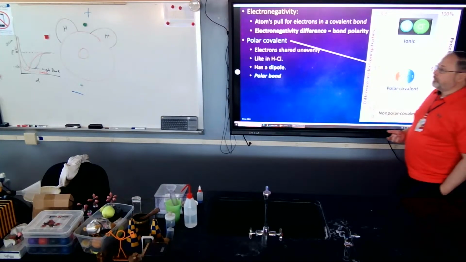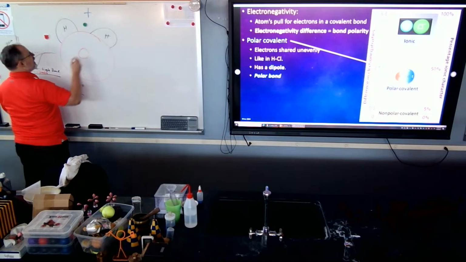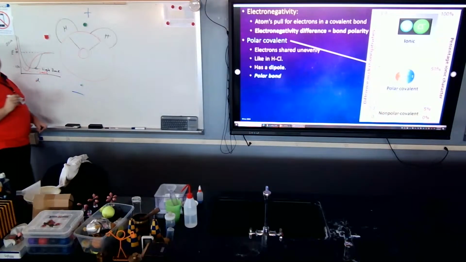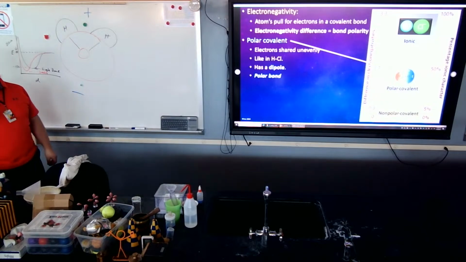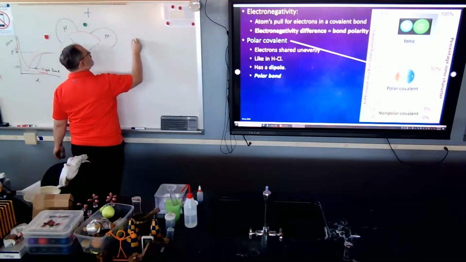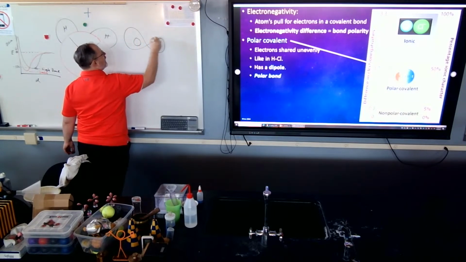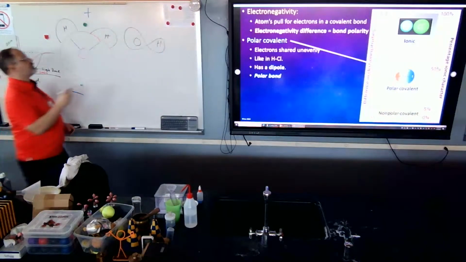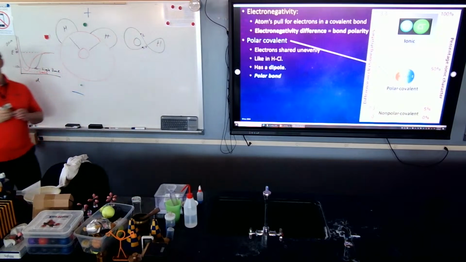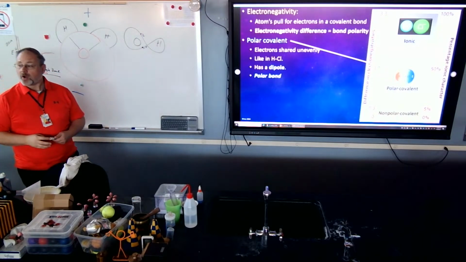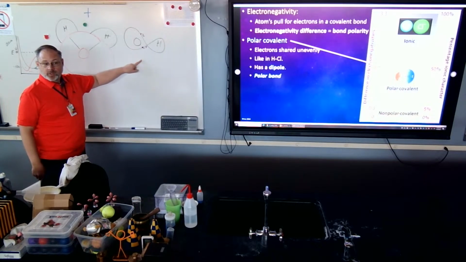So let me show you an example of a bond that is polar. This oxygen-hydrogen bond and that oxygen-hydrogen bond are polar because oxygen is more electronegative than hydrogen. If you were to look at the electrons traveling around the hydrogen and the oxygen, there are actually two of them, remember, and they have to move in a pair in opposite directions. Those electron pairs of the bond spend more time around oxygen because oxygen is more electronegative. By quite a bit, in fact.